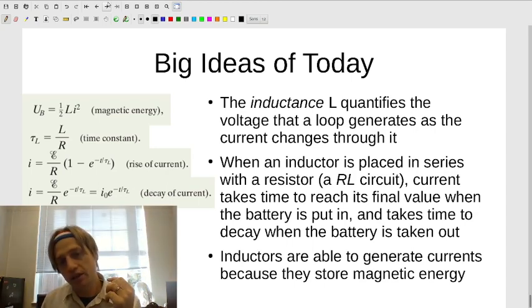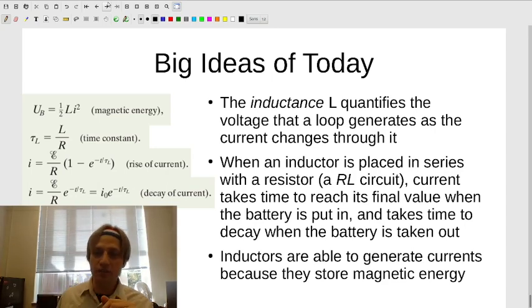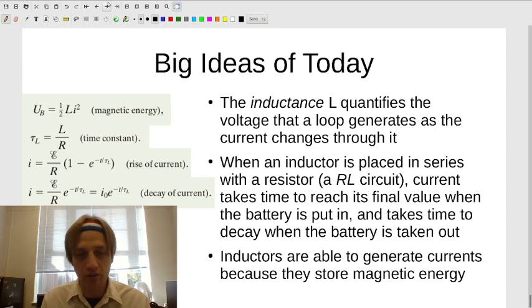Then finally, the inductors are able to generate currents because they store magnetic energy. So that's why they can act almost like a little battery for just a little bit of time after, if you remove the voltage source, because of Lenz's law. They want to keep the current going in the same way that the current was going when the external voltage source was removed.